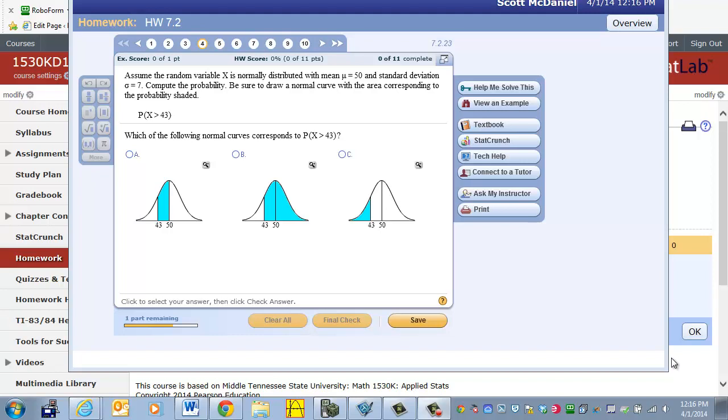Okay, so I want to show you how you can use StatCrunch to work with some of these problems involving the normal distribution. On this problem here in the homework, we have: assume the random variable x is normally distributed with a mean of 50, standard deviation of 7. Compute the probability. The first one's just a draw, but we'll go ahead and see if StatCrunch can help us out there.